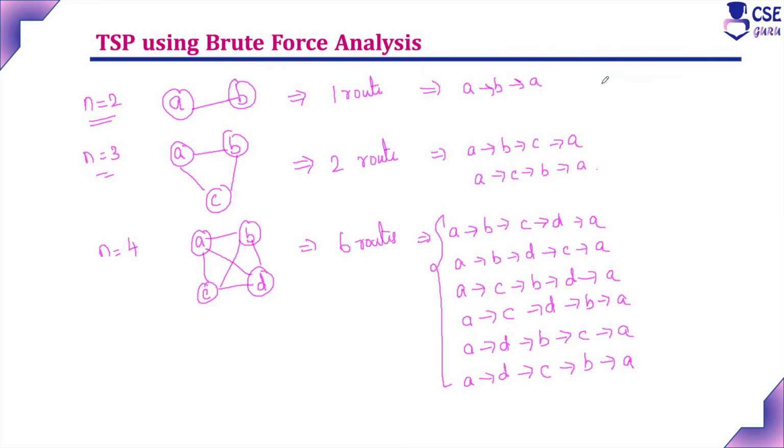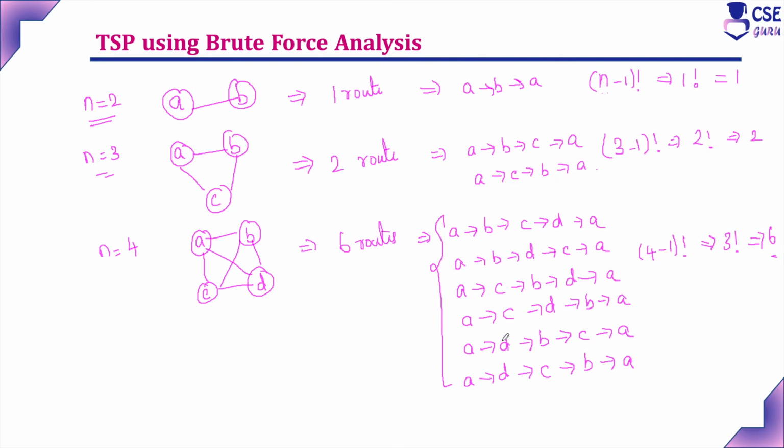So generally, this is n minus 1 factorial. Suppose n is equal to 2, we will get 2 minus 1, 1 factorial. Here n is equal to 3, so 3 minus 1 factorial, we will get 2 factorial. So total number of routes here is 1, here total number of routes is 2. And here if we consider 4 minus 1 factorial, that is 3 factorial, the value we will get is 6. So totally we will get 6 routes.